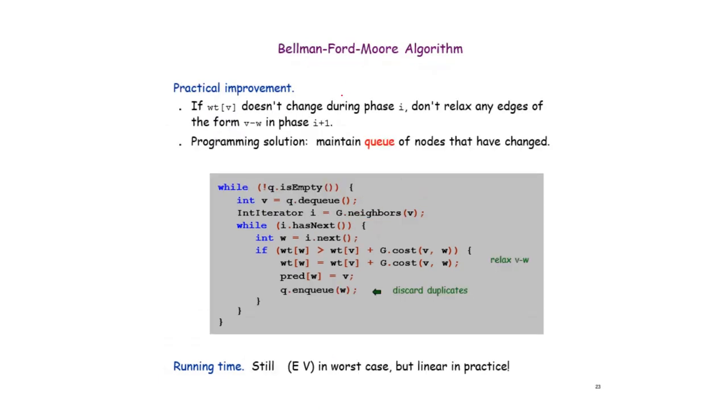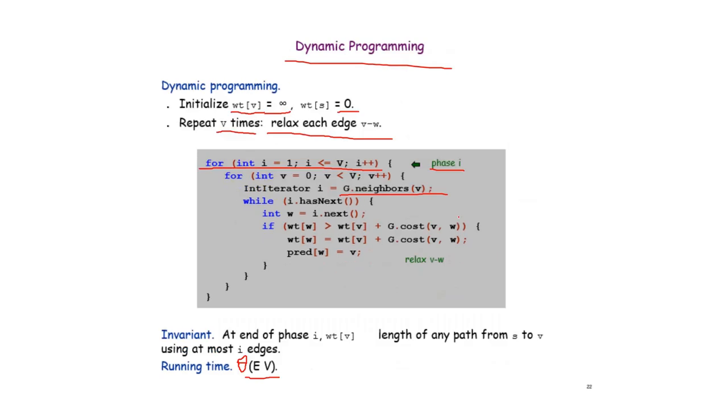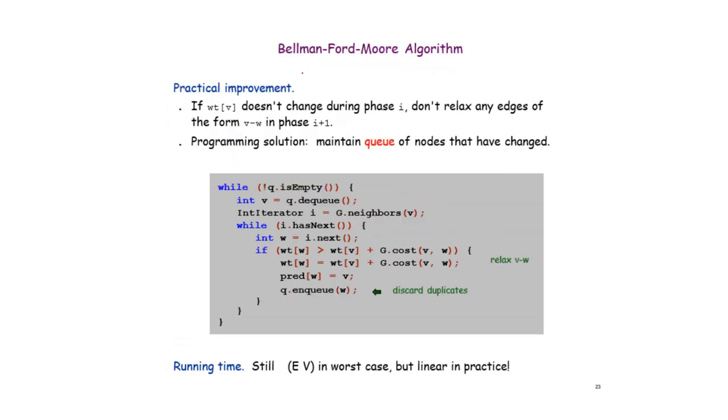So we can actually optimize this algorithm because the time complexity is not as good as, for example, the Dijkstra algorithm. We can optimize a bit, and the optimization is called the Bellman-Ford-Moore algorithm. In Bellman-Ford, if the shortest path to V doesn't change during phase i, then we don't relax any edges of the form VW in phase i plus 1. So here we use a queue of the nodes that we have changed.